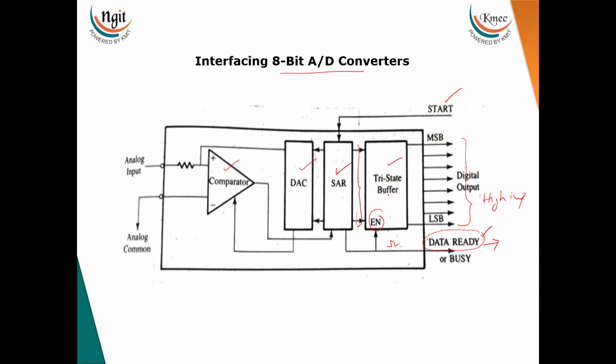The tri-state buffer will just transfer the data to the output; it will not load the data. Now the data is available, so the microprocessor will read the data.